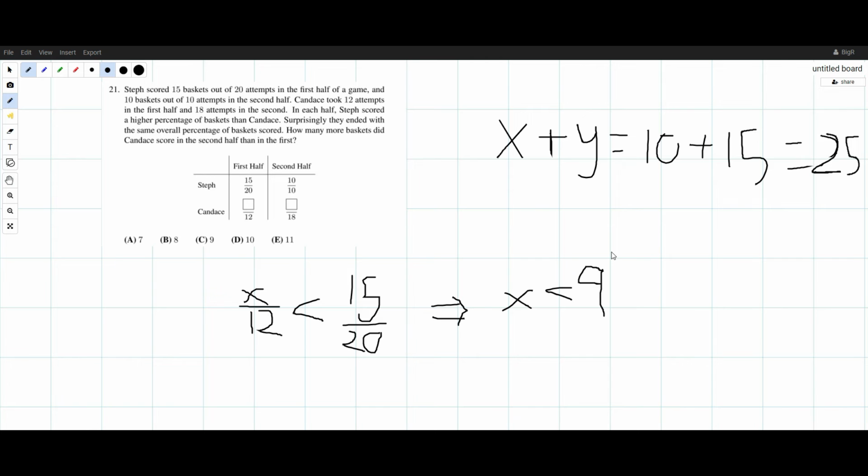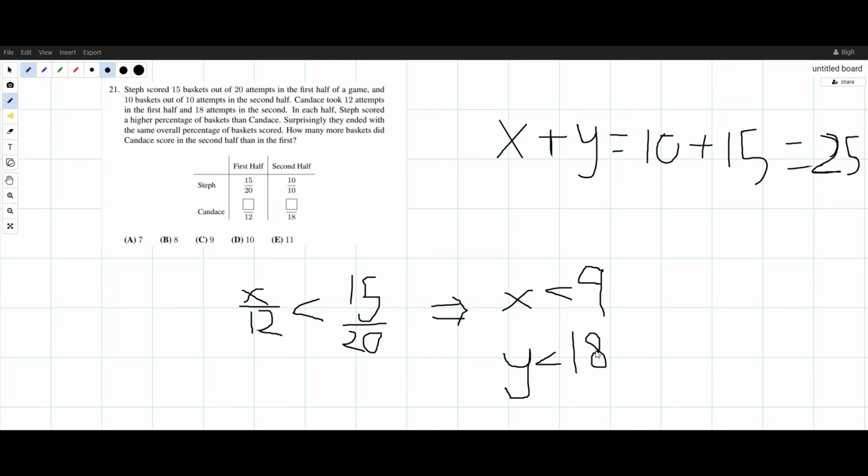Now next we have to do the y one. Similar to the first one, as Steph got 10 out of 10 in the second half, which means that y in this case cannot get the full score and will rather be less than 18. So for simplicity, since we know that, we can just write y is going to be less than 18, instead of doing all the other stuff.